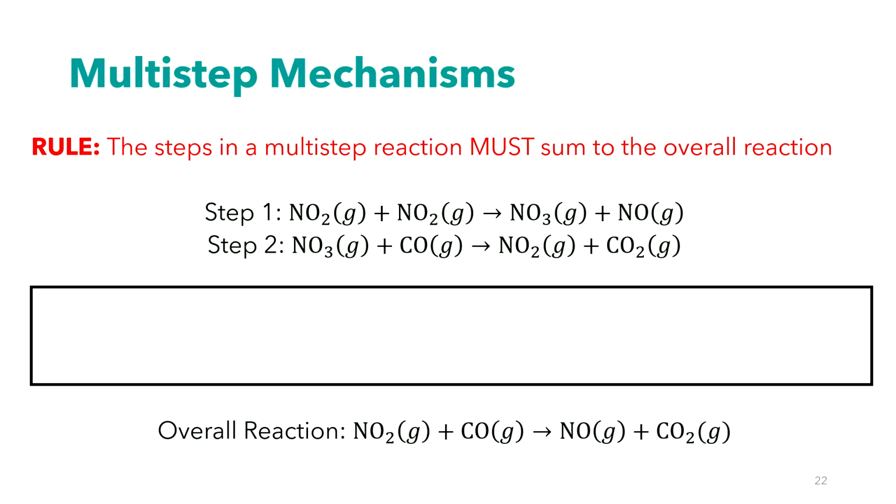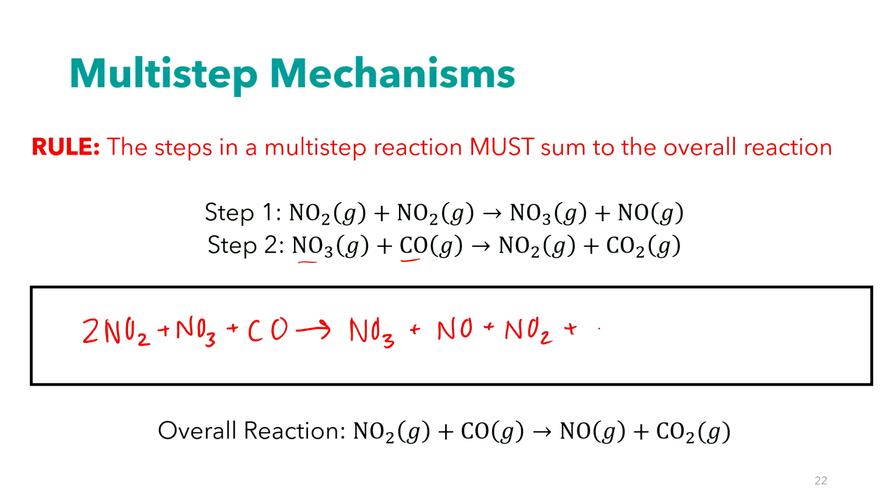So let's do that. I'm going to take step 1 reactants. I have 2 NO2. From step 2, I have NO3 and CO. Now my products, I've got NO3 plus NO plus NO2 plus CO2. Okay? So I've got all the things listed, and now I want to cancel anything that shows up on both sides. Well, NO3 is on both sides, so I cancel that. NO2 shows up, I've got 2 of them over here and 1 over here, so it cancels here, and one of those drops out.